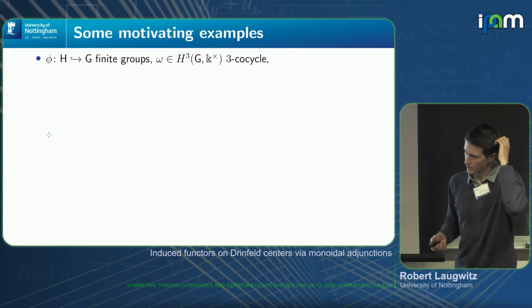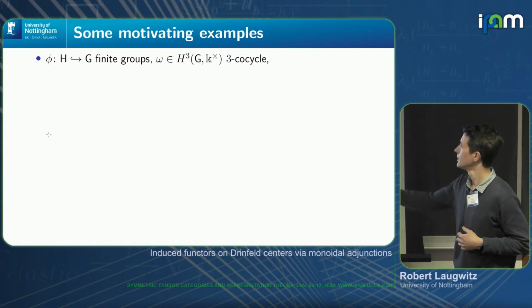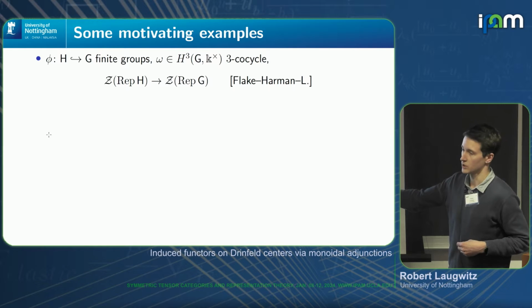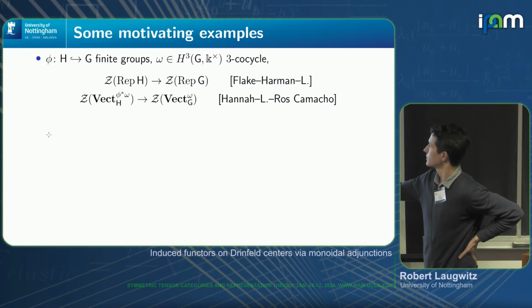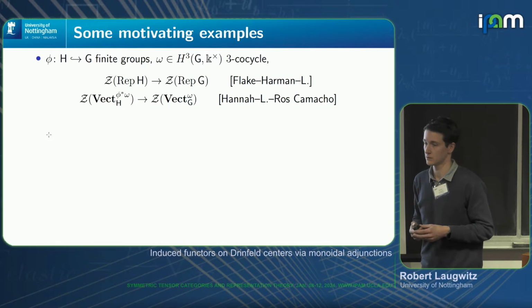Okay, so here are some motivating examples of why we looked at such a thing, or why we thought this might be possible. The first example came from finite groups. We can take an inclusion of finite groups. And here, for later, there's the notation of a three-cocycle. But first of all, one can construct a functor, and this functor is basically modeled on induction, or coinduction, if you like. And such a functor one can also twist by a three-cocycle and get a functor on the center of Vect_H twisted by a three-cocycle.